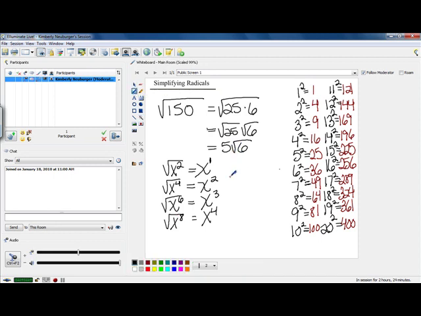Well, if you have an odd exponent, you can do something similar to what we did with our numbers. Let's say you have square root of x to the 7th. We can separate x to the 7th into x to the 6th times x, which will make this the square root of x to the 6th times square root of x. And square root of x to the 6th is x cubed. So it's x cubed times square root of x for an answer.